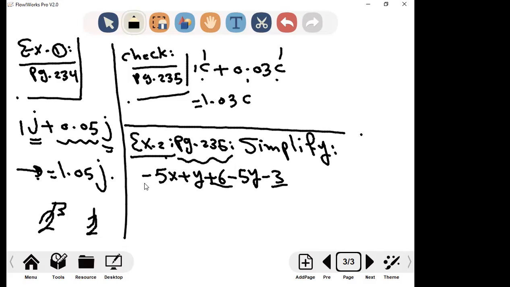Do we have a like term with negative 5x?